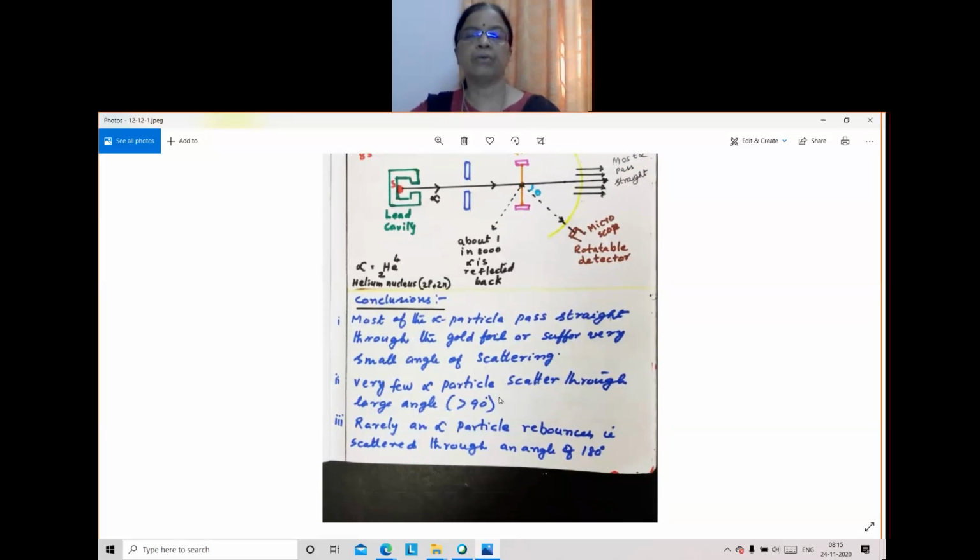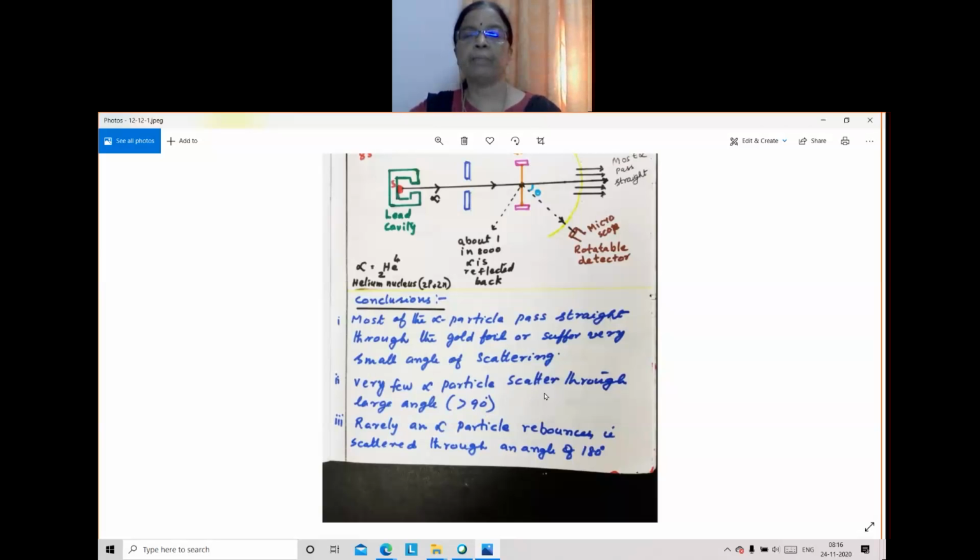Most of the alpha particles pass straight. I think you know this. Most of the alpha particles pass straight, which shows that there is a large number of free spaces in that atom. There are free spaces in an atom. That's why, without any deviation, most of the particles pass straight, or they undergo a very small angle of scattering.